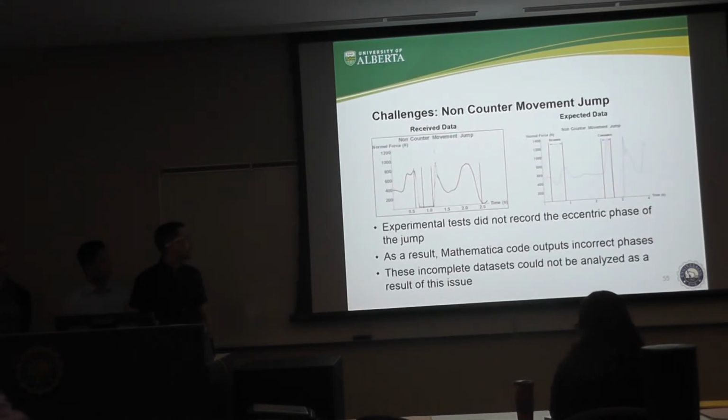In addition, some of the data that we received was cut off due to experimental error, so we started recording midway through the jump. So instead of getting the expected curve on the right, we instead got the curve on the left. So we completely missed the eccentric phase, and because of this, our algorithm can't account for this.